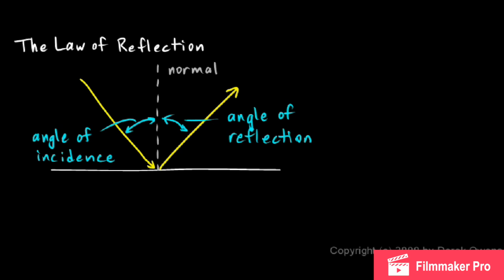Now, the law of reflection is very, very simple and intuitive. It simply says that the angle of incidence equals the angle of reflection. So this angle, the incoming angle measured relative to the normal, equals the reflected angle measured relative to the normal. And that fits with our everyday experience with ordinary objects.